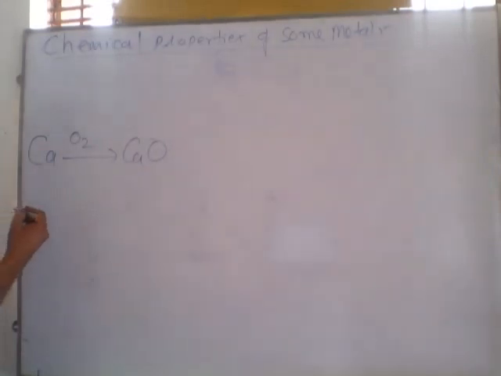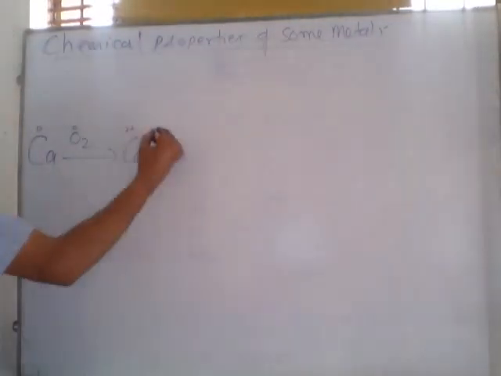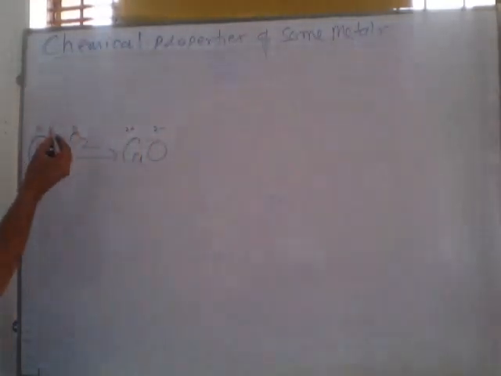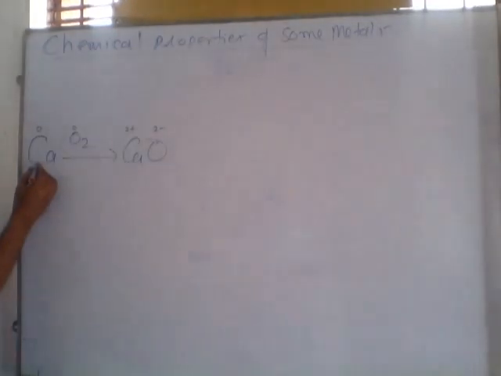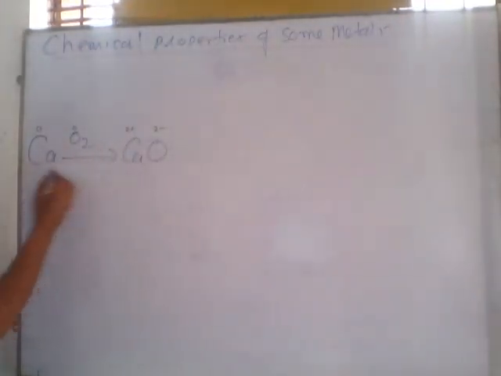Listen, calcium oxide. Actually, here the oxidation state of calcium is 0, and of oxygen is 0. After the reaction, calcium becomes 2 plus and oxygen becomes 2 minus. It means calcium loses 2 electrons and the 2 electrons are gained by oxygen. So the oxidation state of calcium is increased from 0 to plus 2. This process is called oxidation.